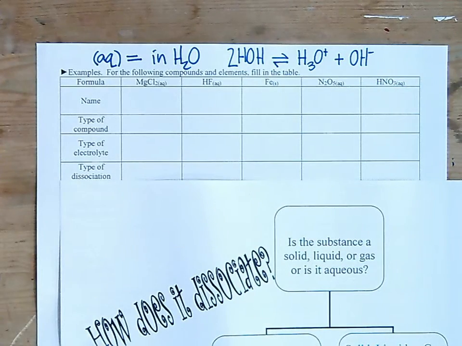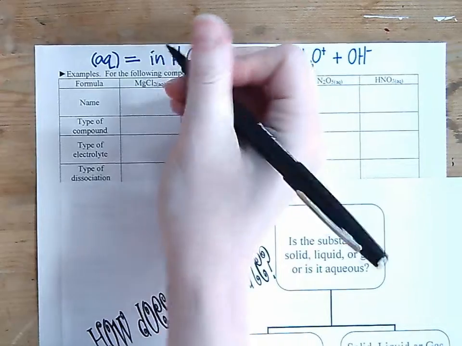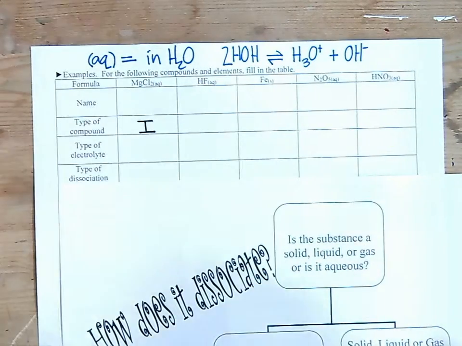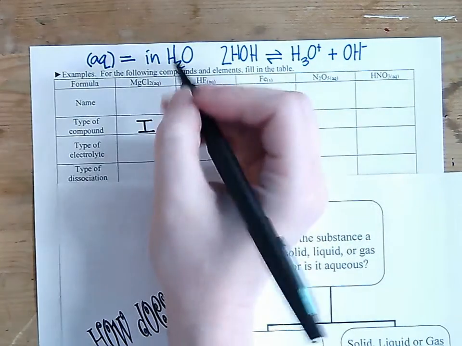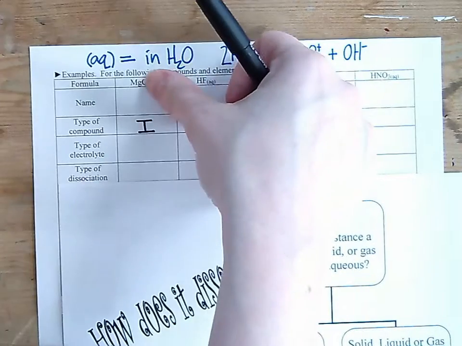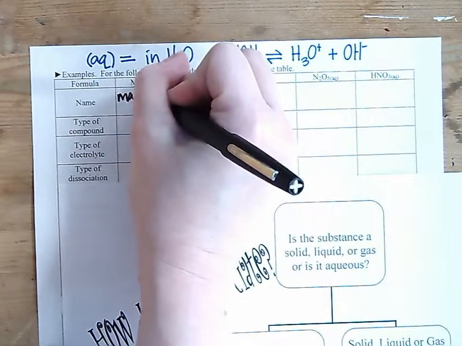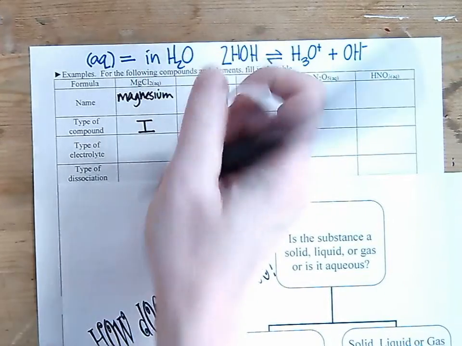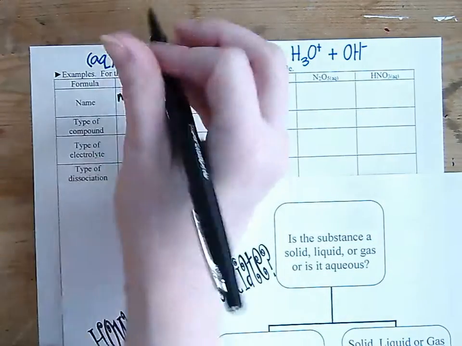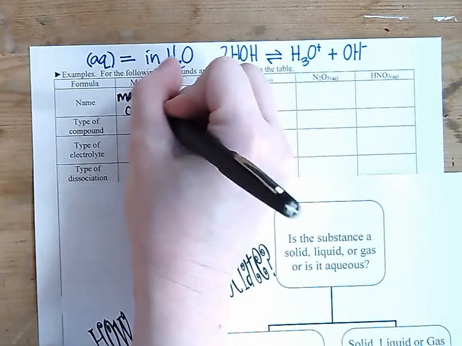MgCl2, well, I'm going to check first. It's a compound. It is ionic, which means that I'm using charges. So I'm going to name my cation, which is magnesium. Magnesium does not need a Roman numeral. And then after that, I have chloride. So this is magnesium chloride.